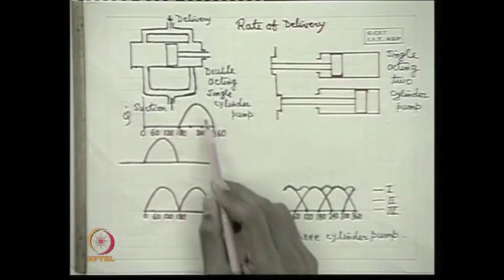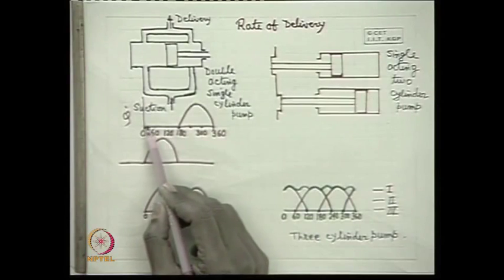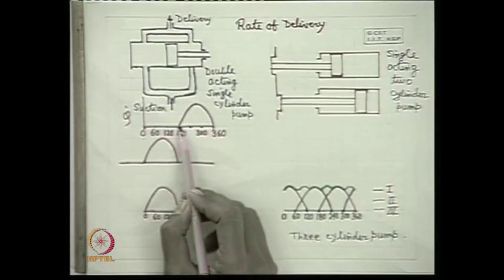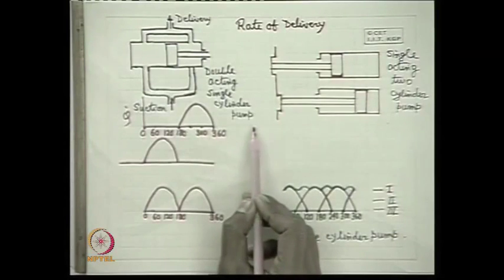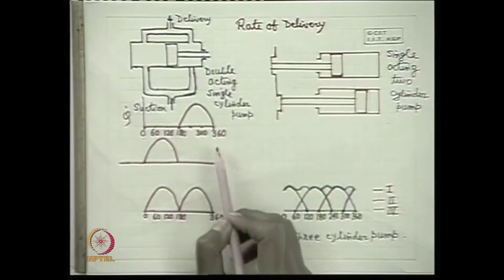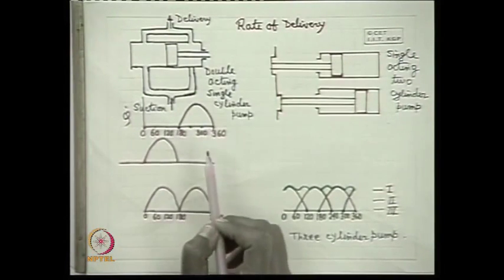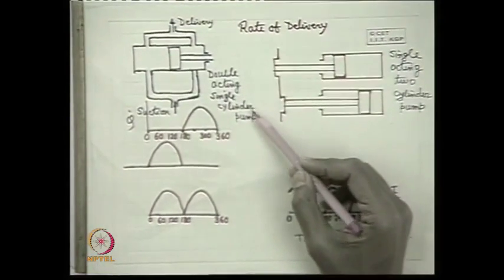Now, this can be eliminated to make a continuous delivery. This is not a continuous delivery, so it is intermittent delivery. That means again from 360 to 540, there will be a suction and again there will be a delivery. So this delivery will be intermittent. To make a continuous delivery, a type is used known as a double acting single cylinder pump.